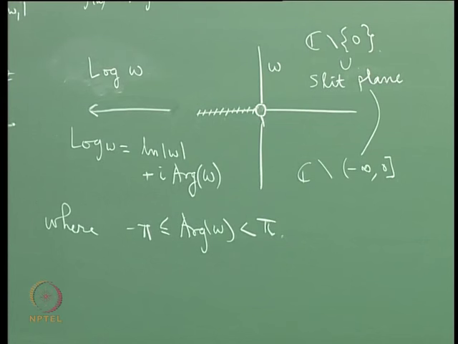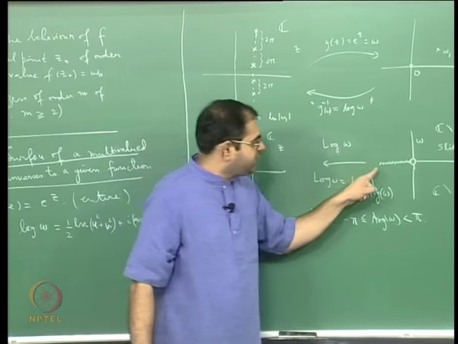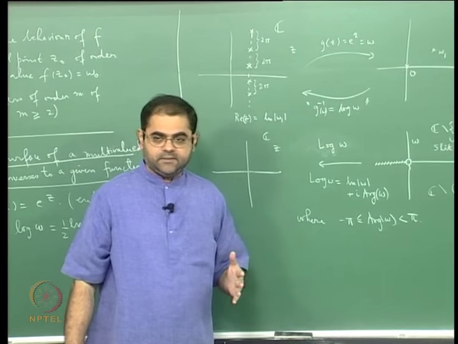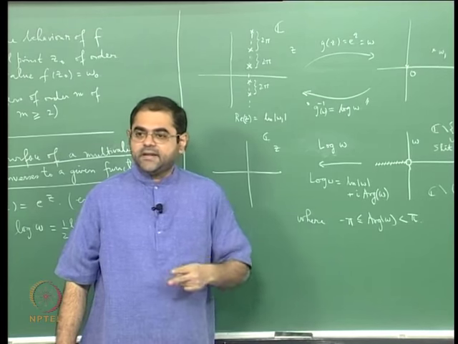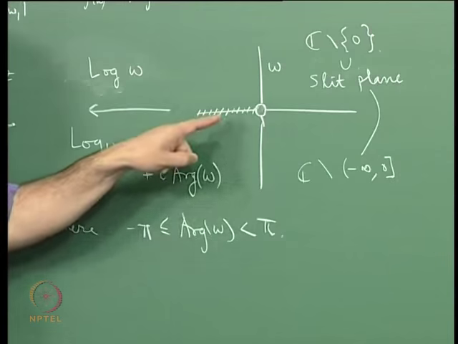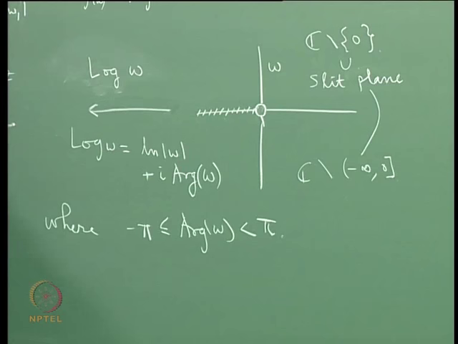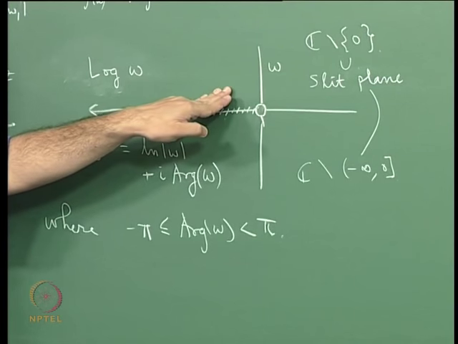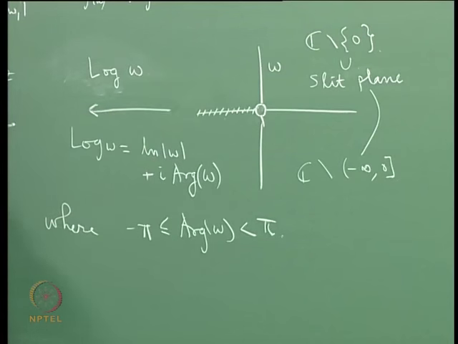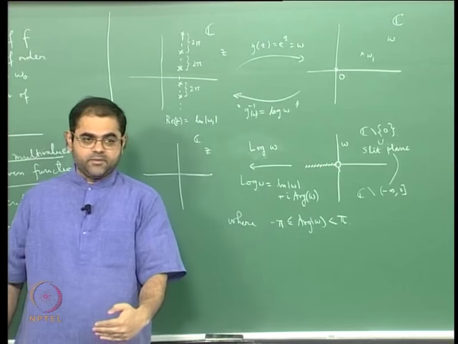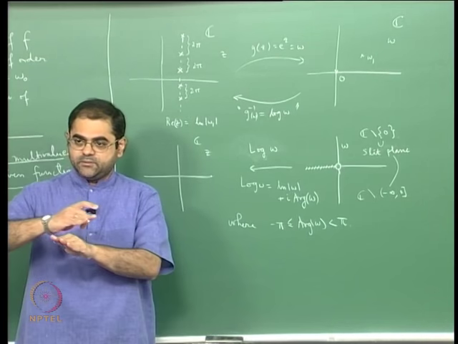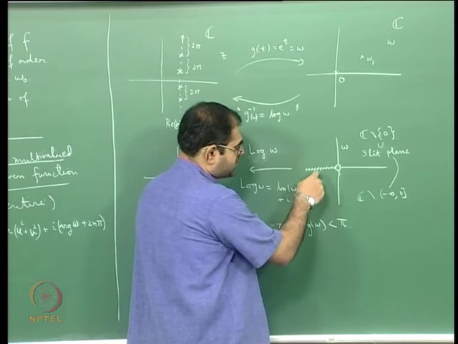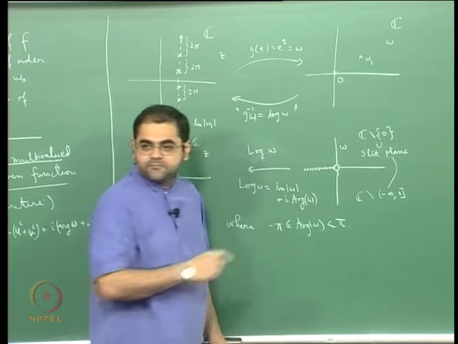What is the advantage of cutting it out? I mean, cutting it out doesn't mean remove it in a strict sense. Cutting it out means that you separate the portion above the negative real axis from the negative real axis and the portion below. You separate them. And why do you separate them? You separate them because once you separate them, you cannot move from here to there.